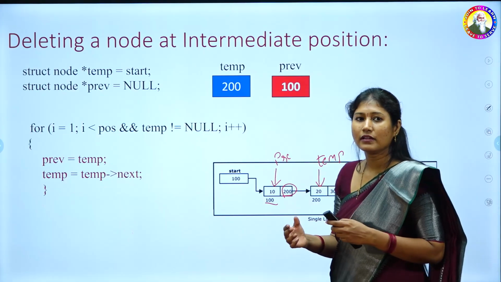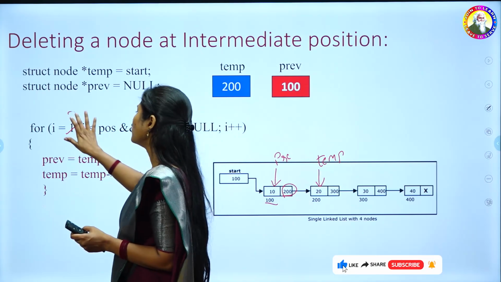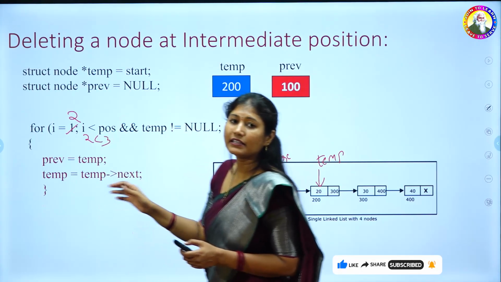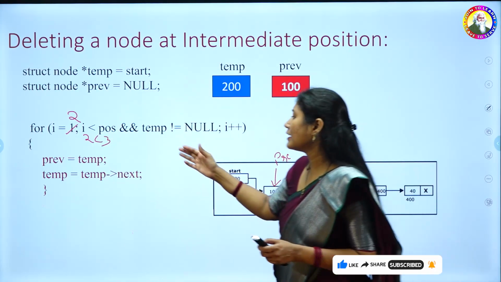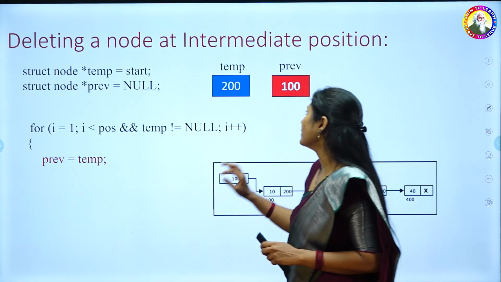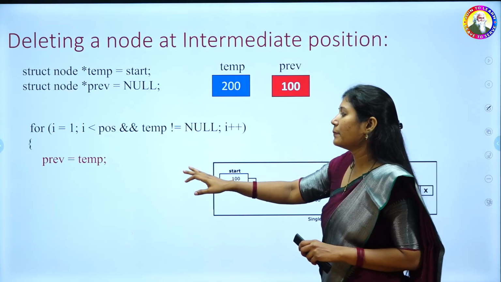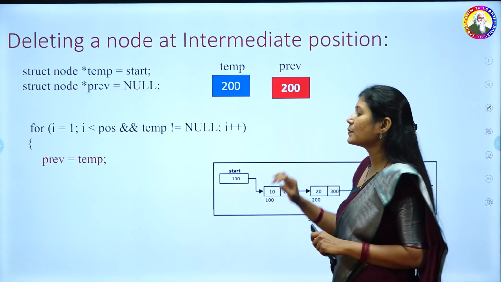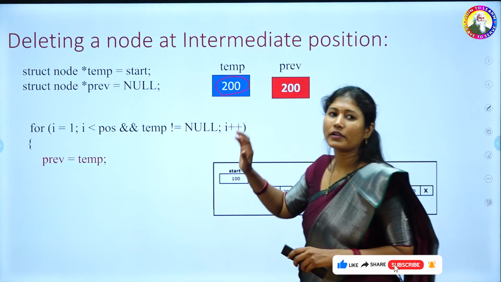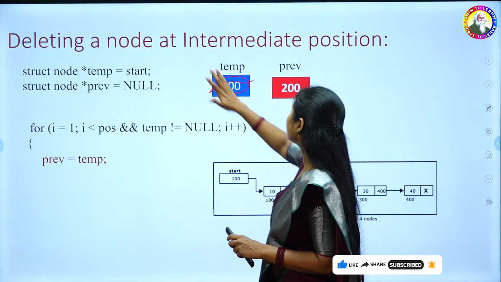Now, is that the correct one? No, still i plus plus. Now the i value became 2. 2 less than 3? Yes, the condition is satisfied. So again I will get into the loop. Now again previous equal to temp. Initially the previous value is 100. Now previous equal to temp, what will happen? This will be replaced with the 200. What is the 200? The temp value is 200. So I am going to replace that 100 with the 200.